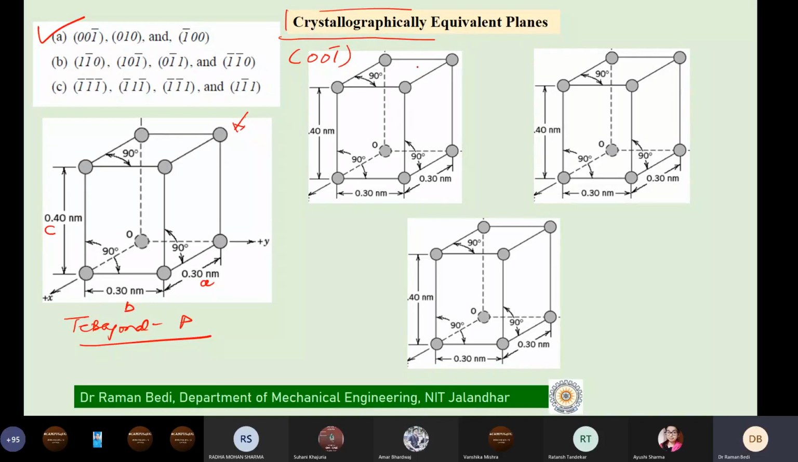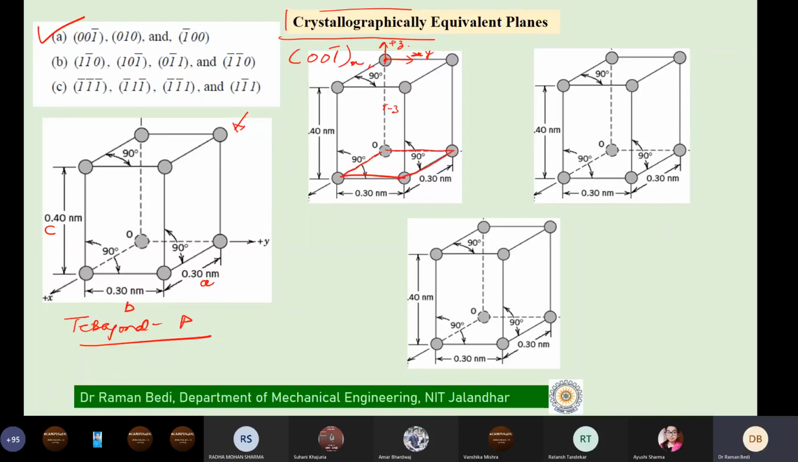It's very simple to draw. It has infinity intercept on x, infinity on y, and -1 on the z axis. So it's parallel to x and y, but it has an intercept of -1 on the z axis. If I choose my origin here, this is y, this is x, and this is plus z. So this is minus z. So the plane here happens to be 0 0 1 bar.